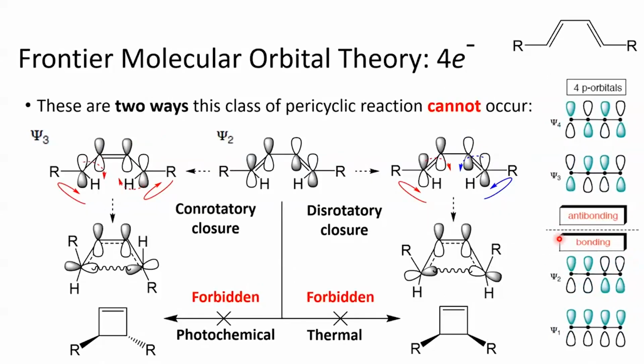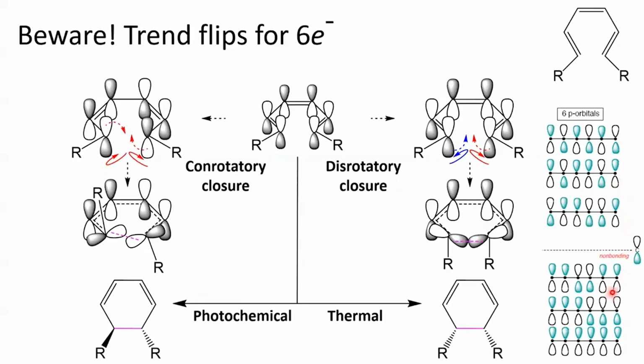So if we take a look at the previous example, we can see that the HOMO state, our outermost p orbitals have mismatched phases, and then when we get up to the LUMO state, we have matching phases on the outermost orbitals. But for a 6 electron system, the HOMO state has matching phases on the outermost orbitals, while the LUMO has mismatched phases in the outermost orbitals. So the situation flips around.